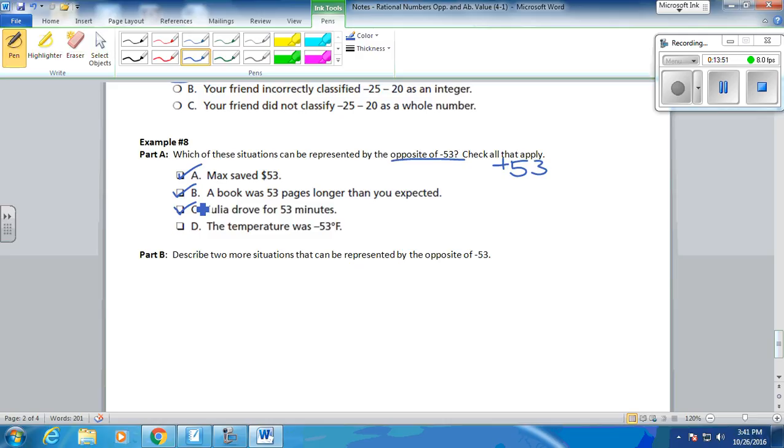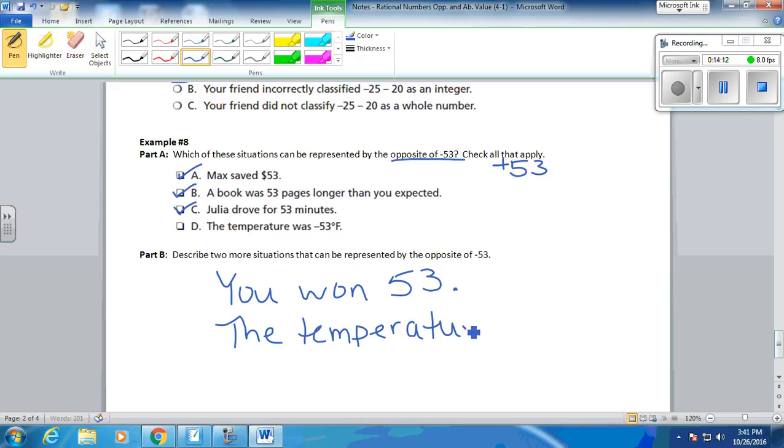Then they're asking you to describe 2 more situations that can be represented by the opposite of -53. I said that you won $53. You could say you walked up 53 flights of stairs. That's a ton of stairs. I said that the temperature rose 53 degrees. I mean, you could really come up with endless amounts of answers here.